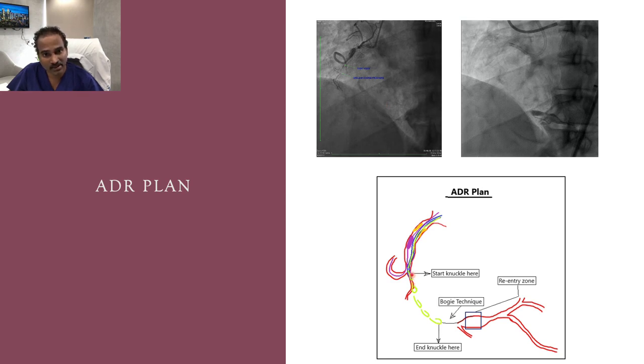I planned dissection from this point, that is 3 to 4 millimeters after the entry point. So you start dissection here with a knuckle wire, and once the knuckle comes here, that is pre-crux, 4 to 5 millimeters before the crux, then switch to the bougie technique, that is push the microcatheter here and switch the wire to Gaia 2, and then advance till the re-entry zone for dry re-entry. So this is the dissection plan and this is the re-entry plan.